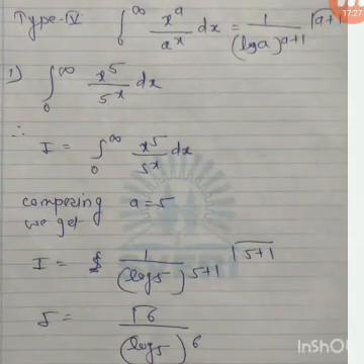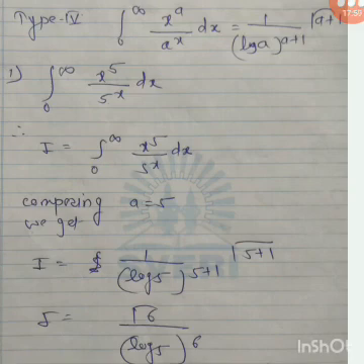The last type, type 4: the integral from 0 to infinity of x raised to a raised to x dx. The answer is 1 upon (log a) raised to (a+1) gamma of (a+1), its direct value. Clearly it is the easiest example. We have to compare only one value, that is a, and clearly the power of x is there and the constant raised to x is there.